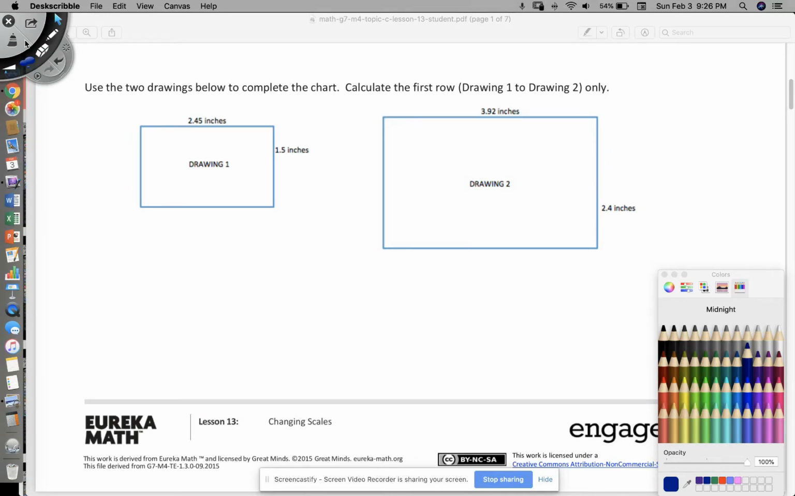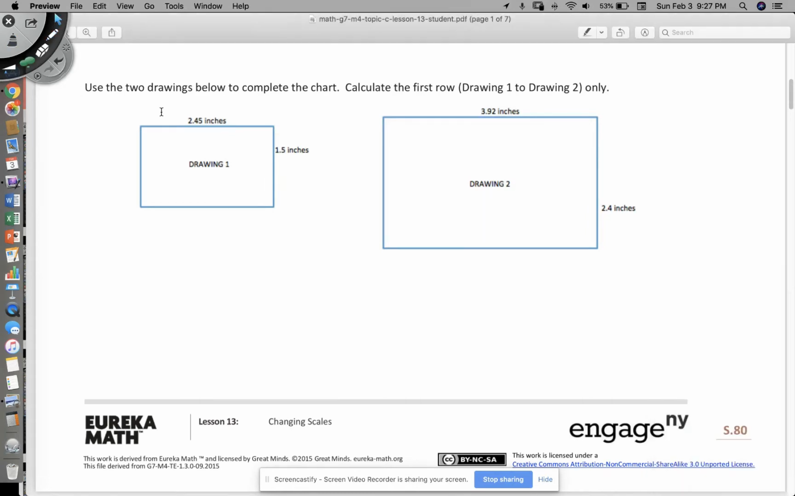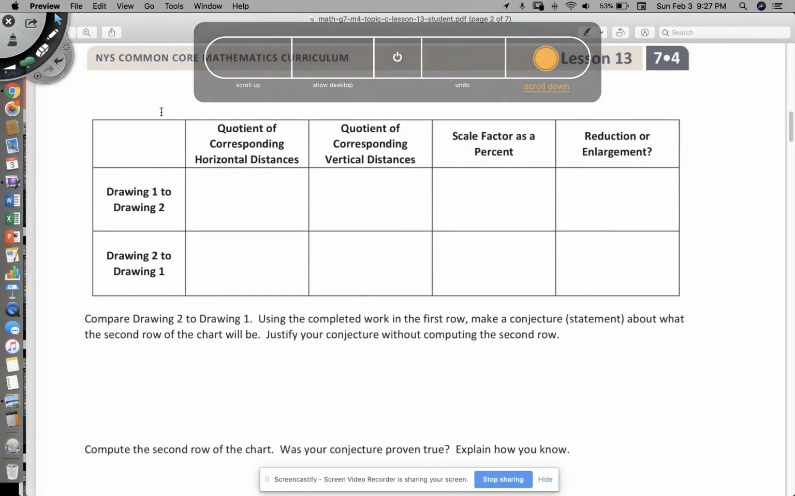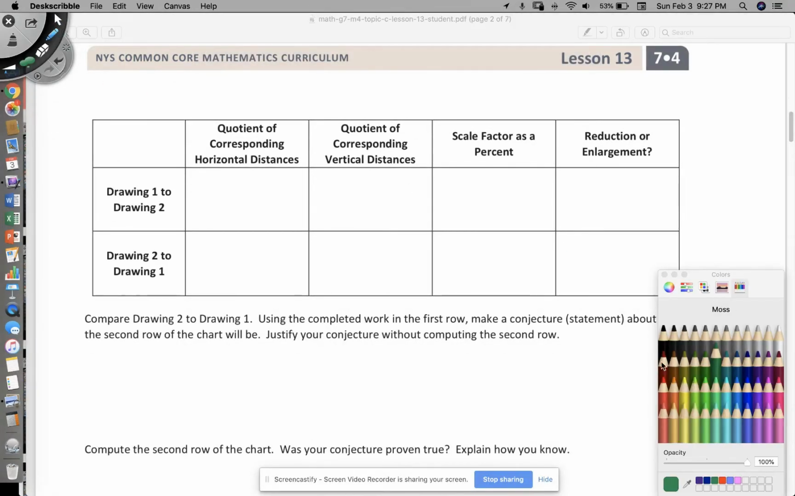Use the two drawings below to complete the chart. Calculate the first row, drawings 1 to 2 only. All right, so you can see we have this side corresponds with this side. And I'm going to change up colors here. This side corresponds with this side. So that's how we're going to set up our numbers on the table right below here. So I'm actually going to erase this and drop down to this table. You always want to look at how they're wording it as well. Okay, this is going from 1 to 2, and then this one's going from 2 to 1.